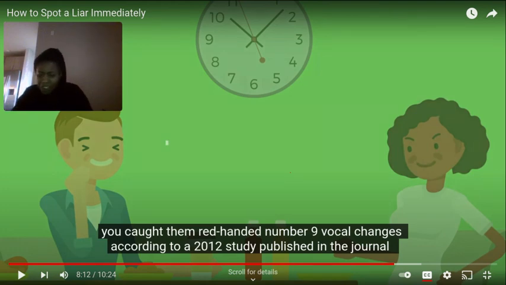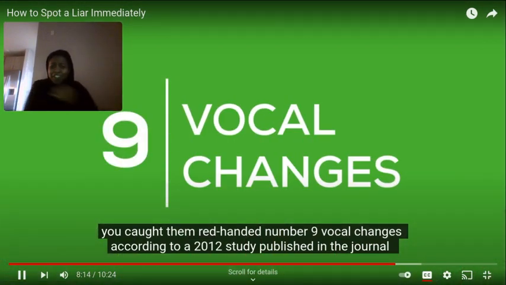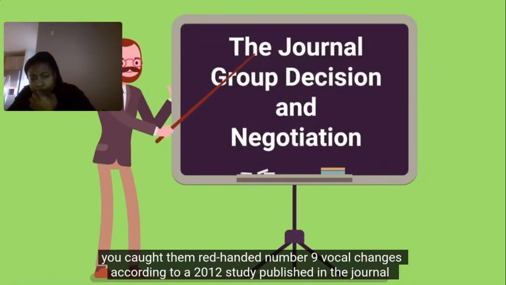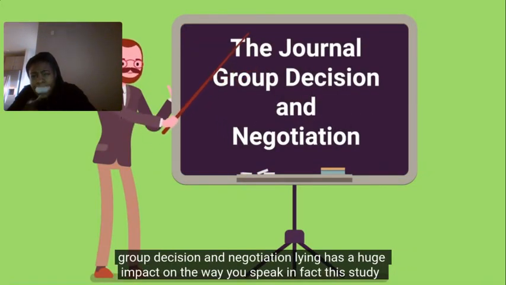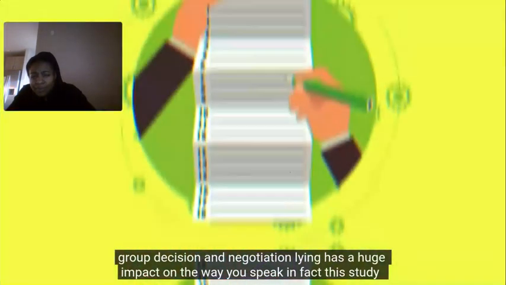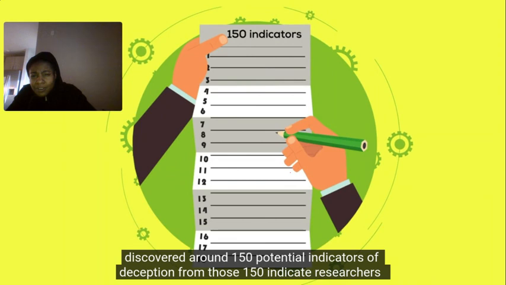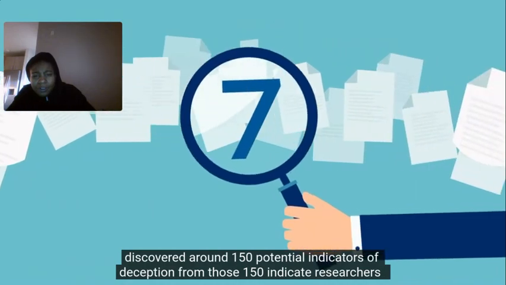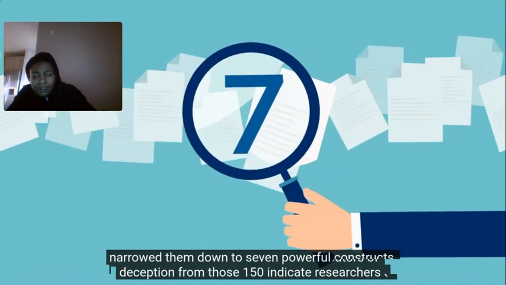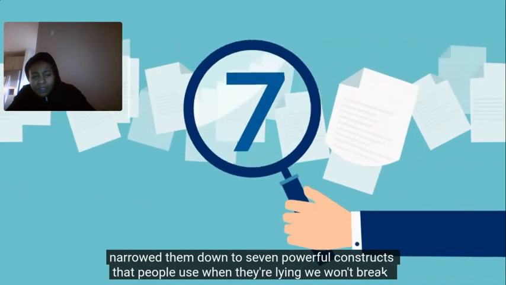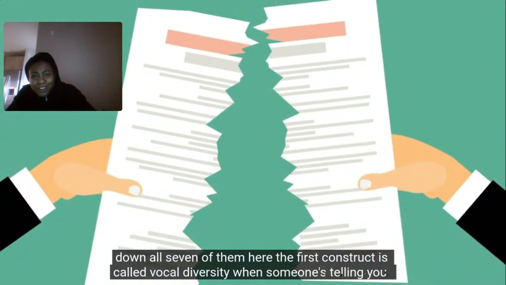Number 9, vocal changes. According to a 2012 study published in the journal Group Decision and Negotiation, lying has a huge impact on the way you speak. In fact, this study discovered around 150 potential indicators of deception. From those 150 indicators, researchers narrowed them down to 7 powerful constructs that people use when they're lying. We won't break down all 7 of them here.